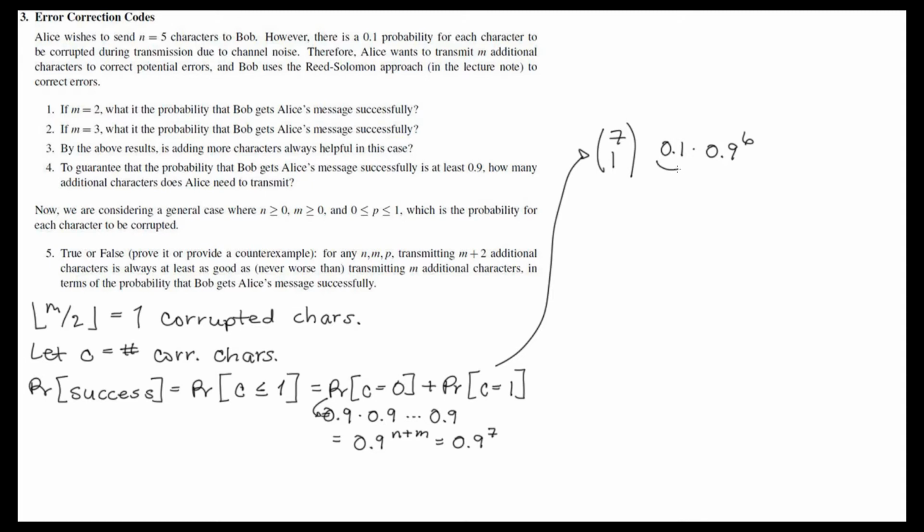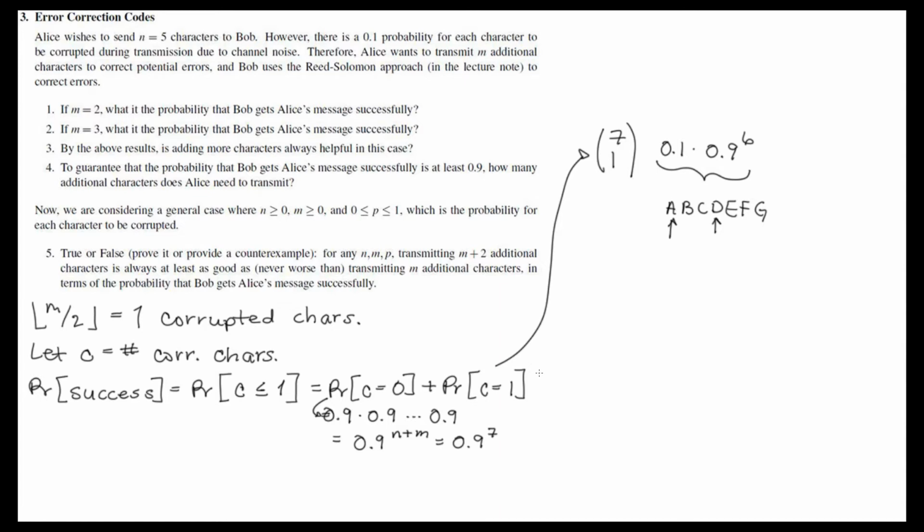So this on its own here represents, for example, if we have A, B, C, D, E, F, G as our bits, the probability, for example, that exactly A is corrupted. Or it's the probability that exactly D is corrupted. But it could be that A is corrupted or D is corrupted, we haven't picked one, and that's why we have this 7 choose 1.